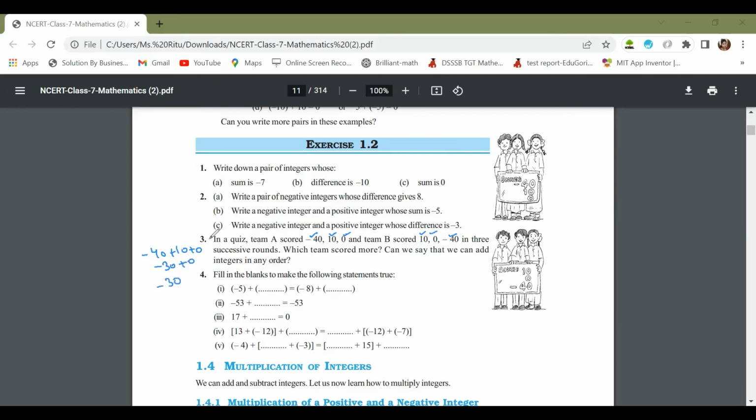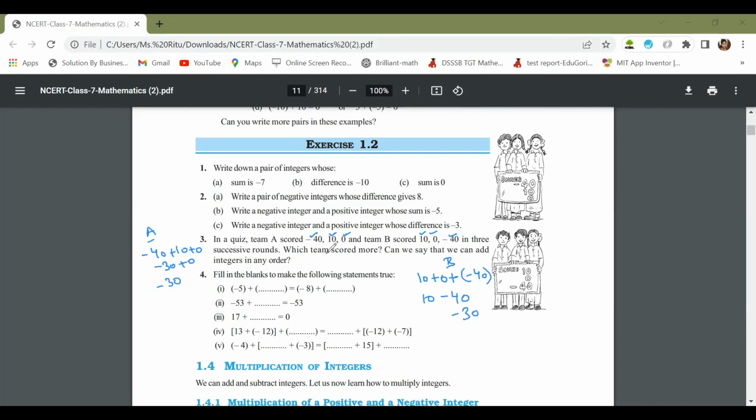Now team B score. So you will write the heading as team A score and then team B score. So team B score would be 10 plus 0 minus 40. Okay, we are adding all. So how you will write it? We'll write the third term like this. Plus (-40) because we are adding all three, and 40 is negative. That's why we are putting it in bracket. Now 10 plus 0 is 10. Plus minus will become minus. So 10 minus 40 is -30.